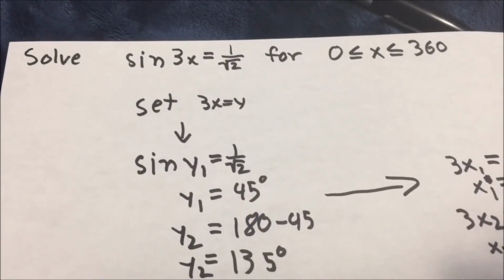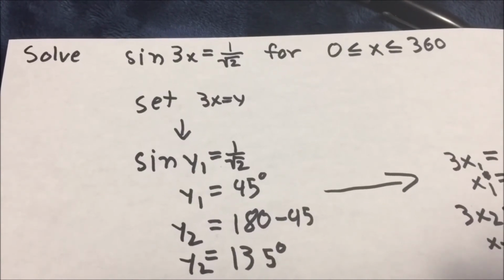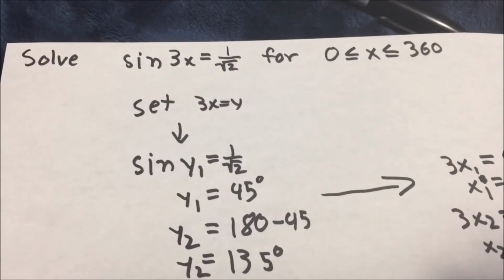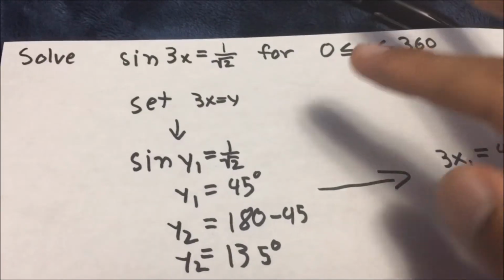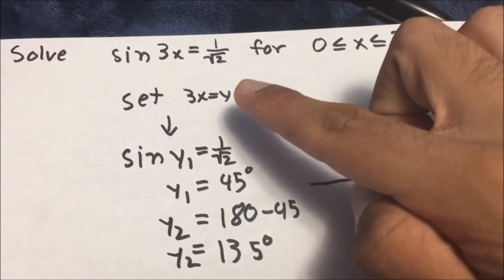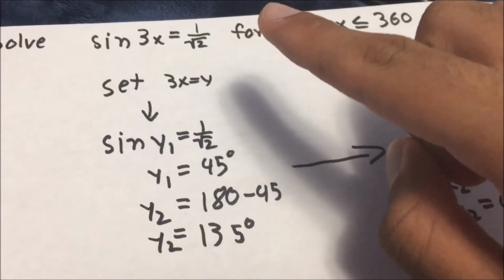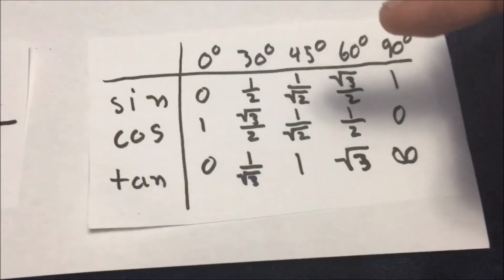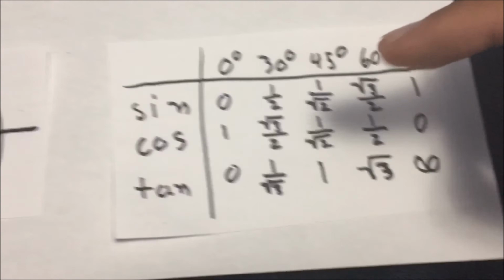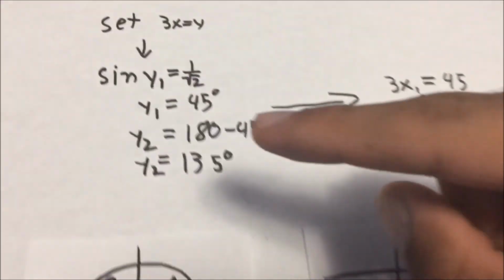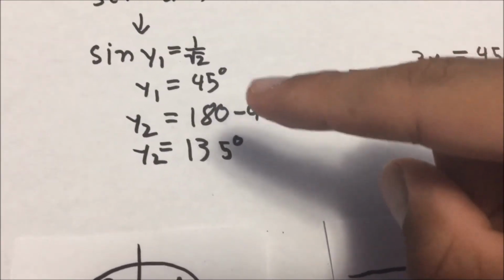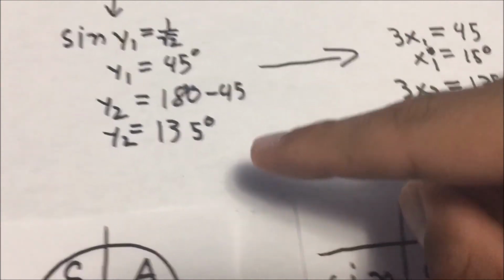Here, we have a more complicated question where sine 3x is equal to 1 over square root of 2 for 0 to 360 degrees. So to get a more simple variable, we set 3x equal to y. So we get sine y is equal to 1 over square root of 2. Then after, we do the same thing we did in the first simple question, where we use the special angles chart and our CAST rule to find our two values. So we get 45 and 135 degrees.